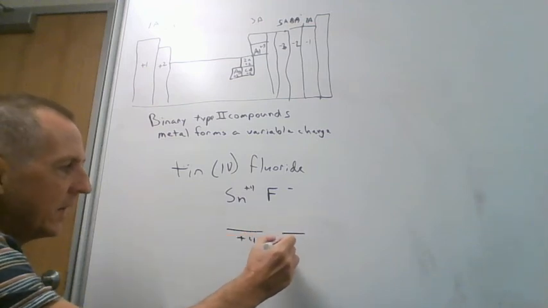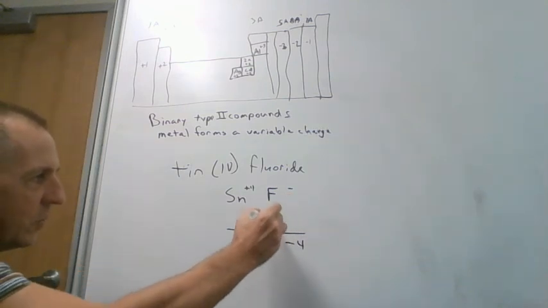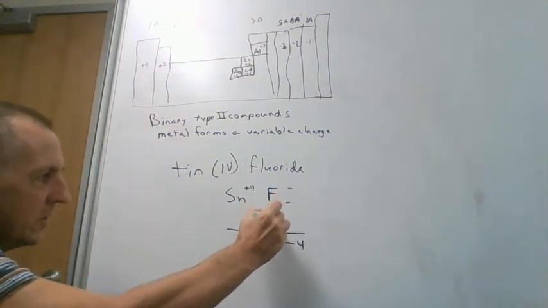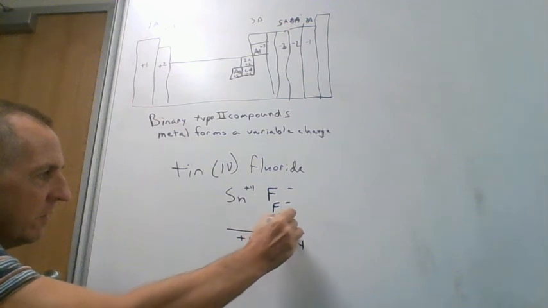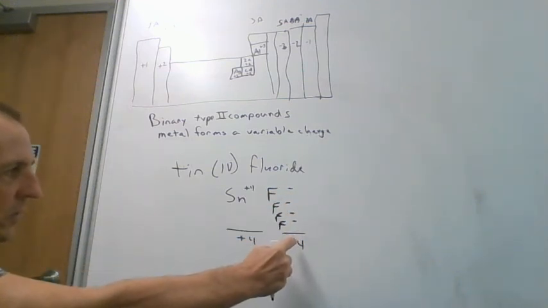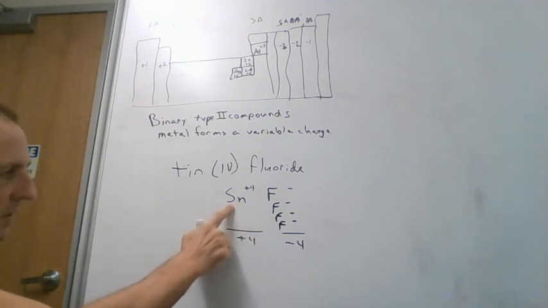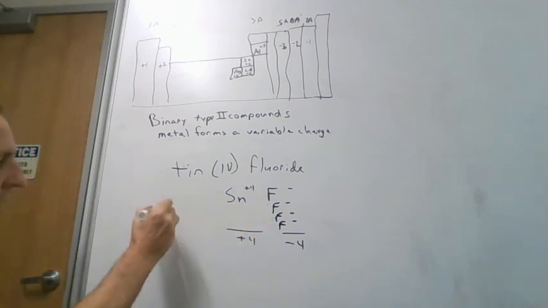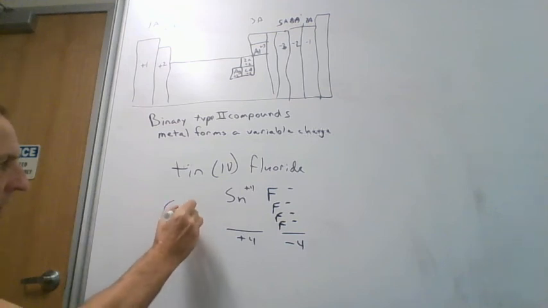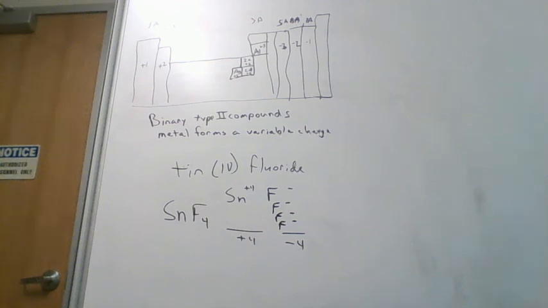We need to balance that with a -4 charge, right? If each fluorine gives us 1 negative, then we need 1, 2, 3, 4 negative fluorines, right? So now we have a -4 total with a +4. So that tells us that we have 1 tin for every 4 fluorine. So we would have SnF4, right? So that would be our tin 4 fluoride.